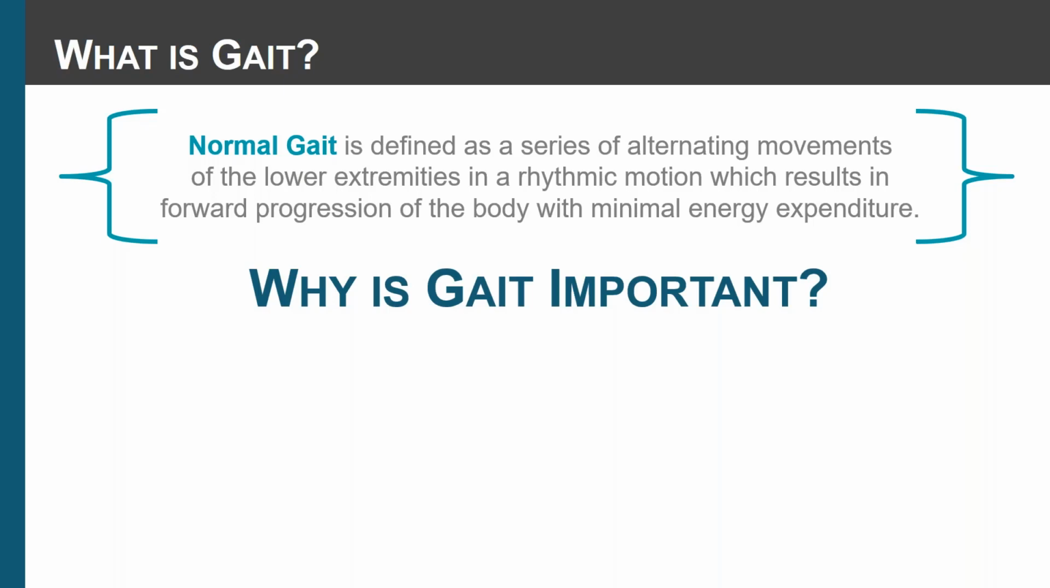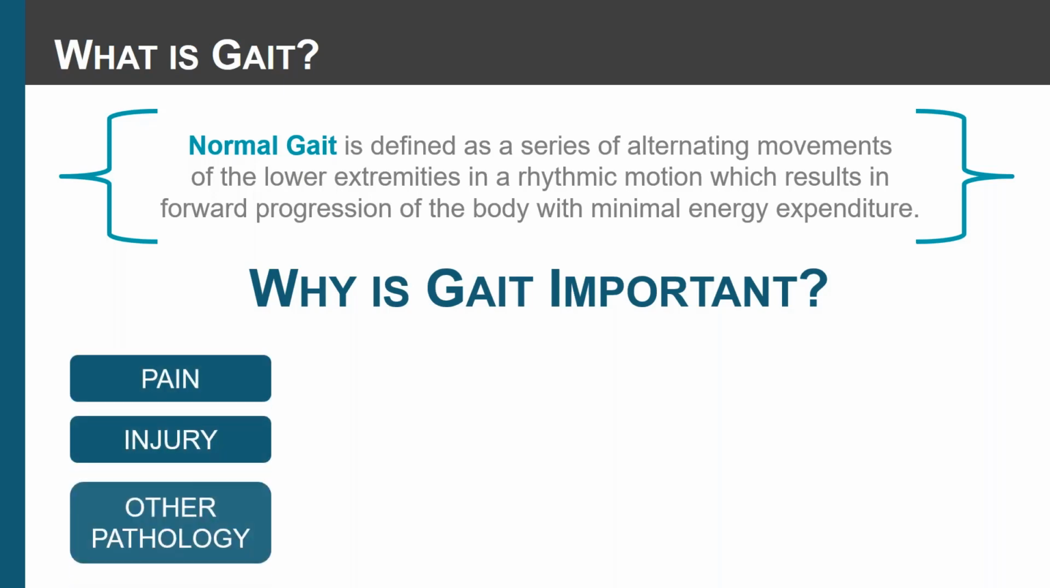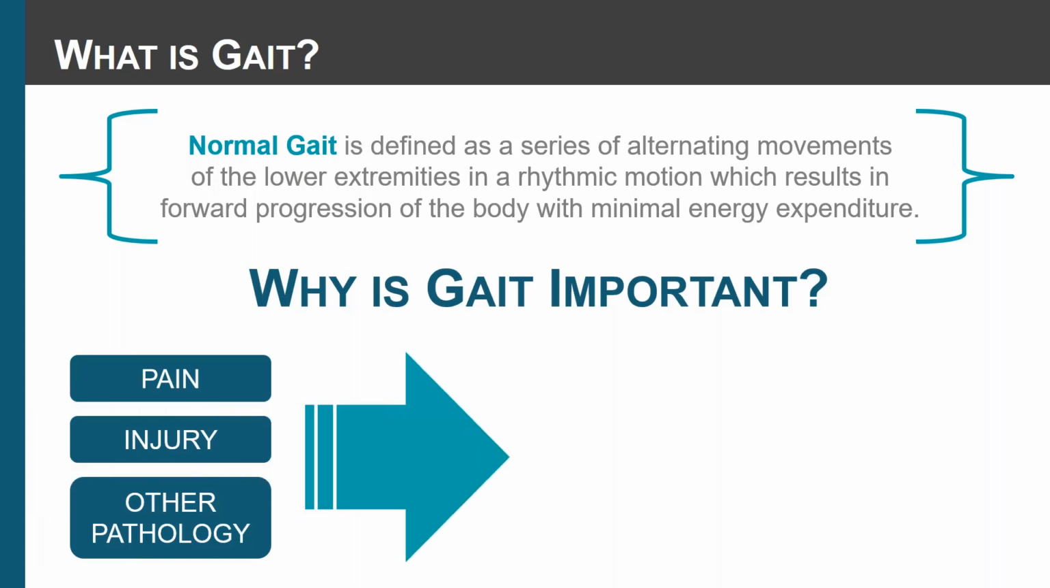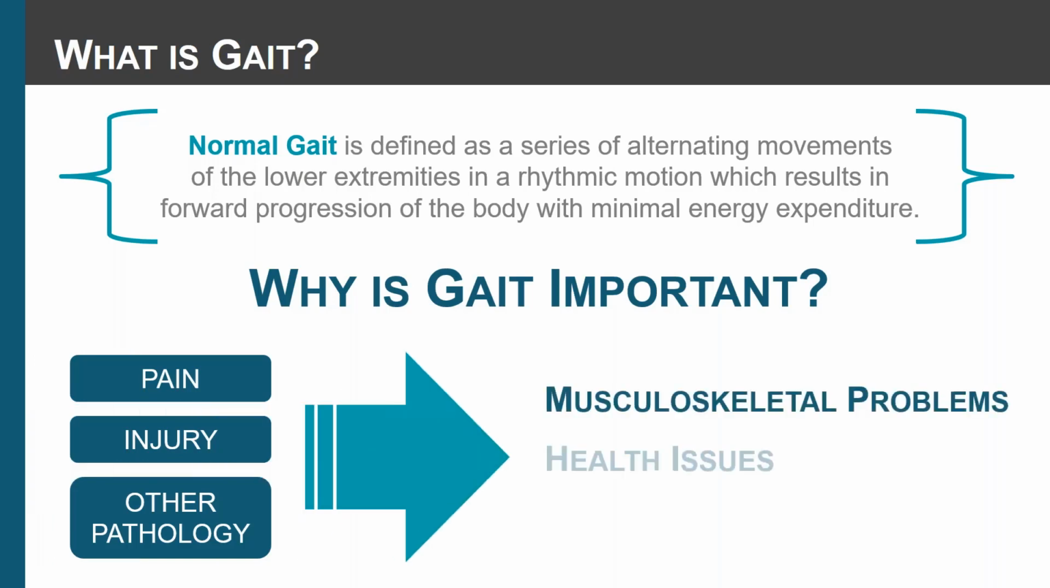Many people can move about with abnormal or asymmetrical gait patterns for many years without any symptoms. However, if a patient becomes symptomatic with pain or has an injury or another type of pathology, normal gait can be altered. If pain, injury, or other pathologies come into play and normal gait is altered, this can cause other problems such as musculoskeletal problems, health issues such as cardiovascular issues due to inactivity, and even affect mental health issues such as loss of independence and depression.